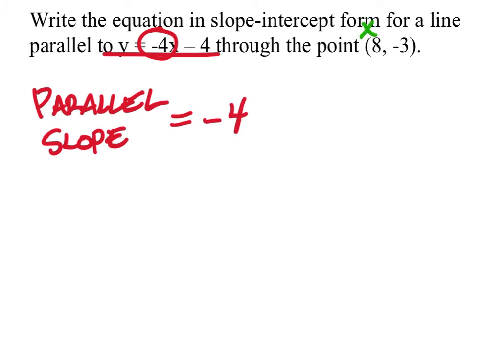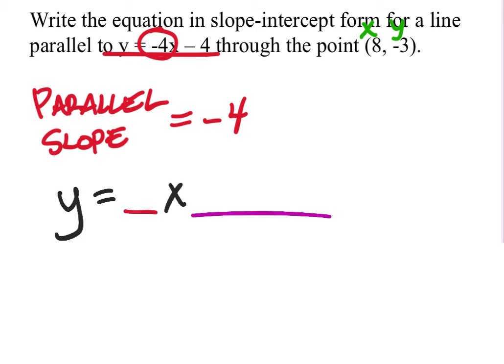But it's going to go through this point, 8, -3. So I'll use slope-intercept form on this one, okay? y = mx + b. Yeah, we could fill that box in right now with -4 there. We just need to find the y-intercept. So using slope-intercept form, y = -4x + b.